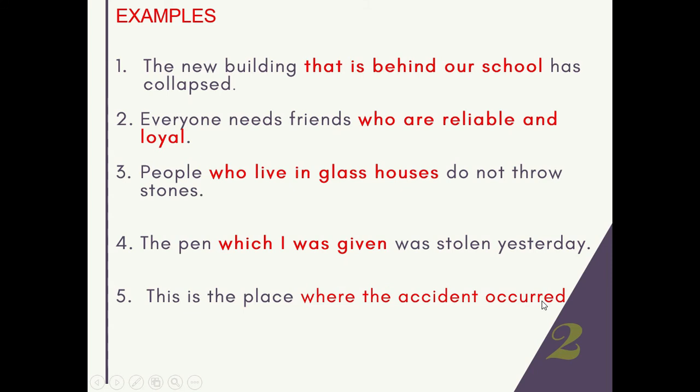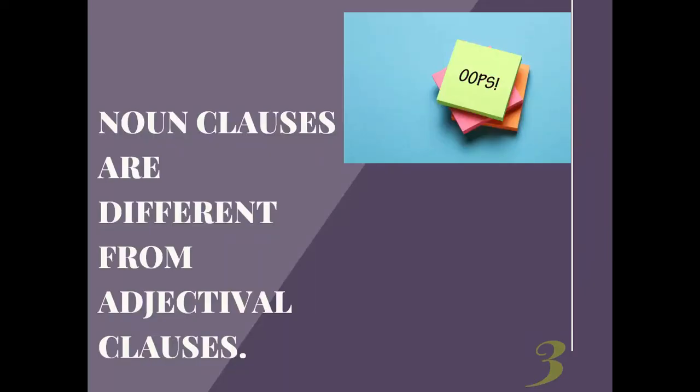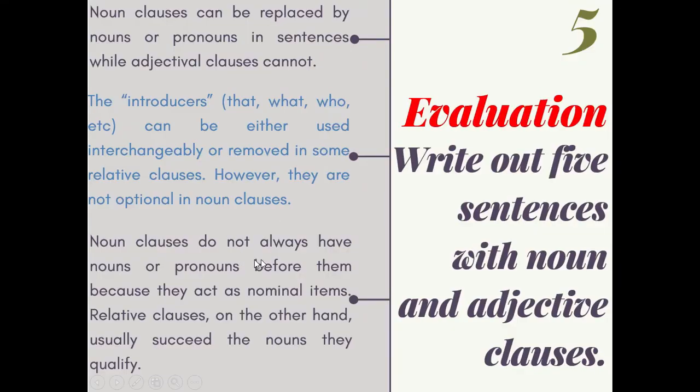This is how you test for an adjectival clause. Before you pick your pen to write in that examination, you have to be sure: is this an adjectival clause or a noun clause? One, an adjectival clause will tell you more about a noun. It will describe a noun to you, while a noun clause will stand in a sentence as a noun or as a pronoun. Let's see the third point. Noun clauses do not always have nouns or pronouns before them because they act as nominal items, that's naming words. Relative clauses, on the other hand, usually succeed the nouns they qualify.